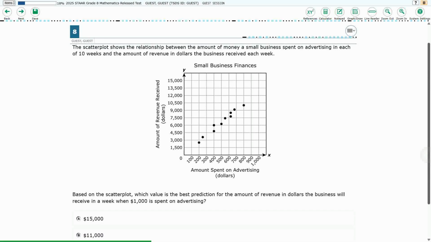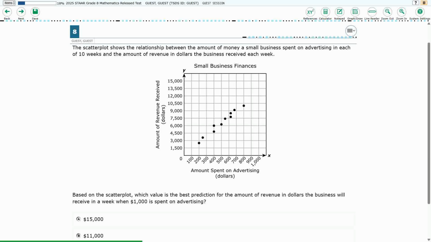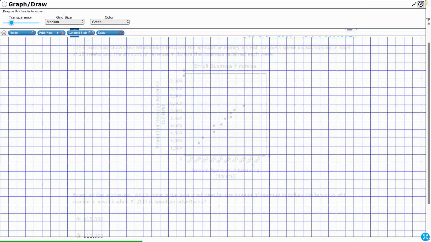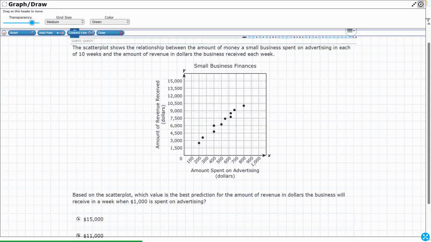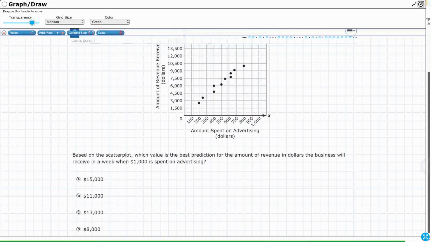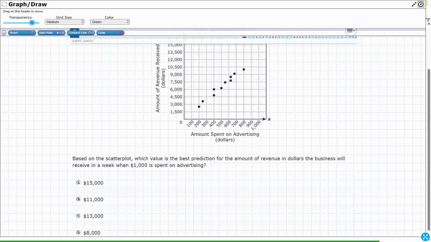All right, so we've got a scatter plot here showing the relationship between the amount of money a small business spends on advertising. So that's going to be our X, or our independent variable, and then the amount of money they receive in revenue. So that's going to be our Y, our dependent variable. And we're looking for a prediction here. If we scroll down, what happens if they spend $1,000 on advertising? What do we think is going to happen?